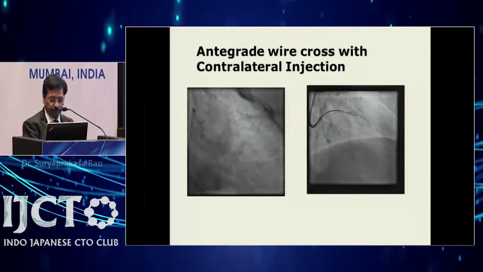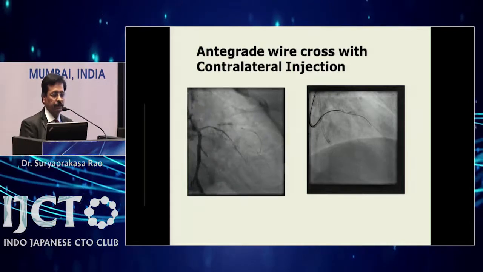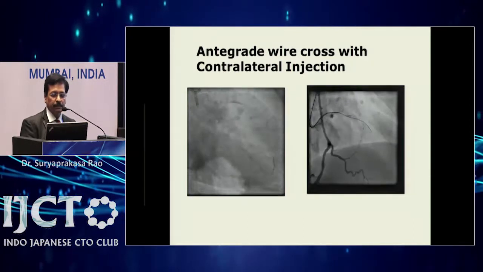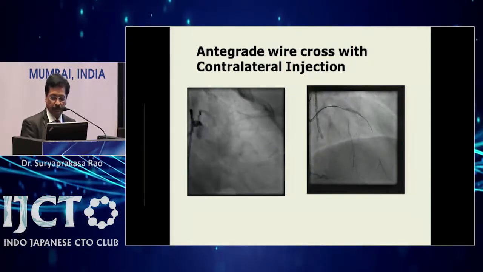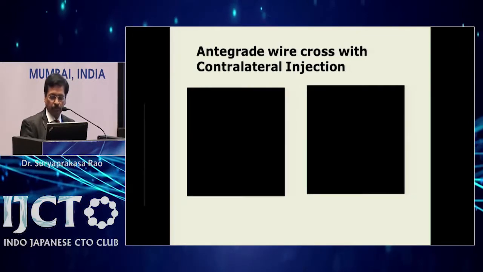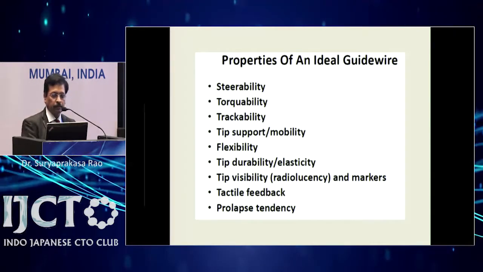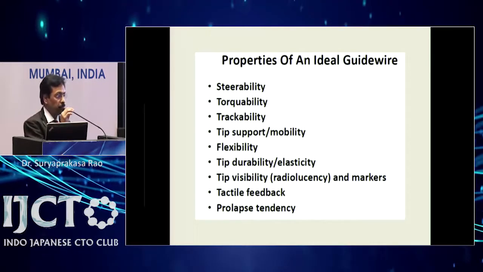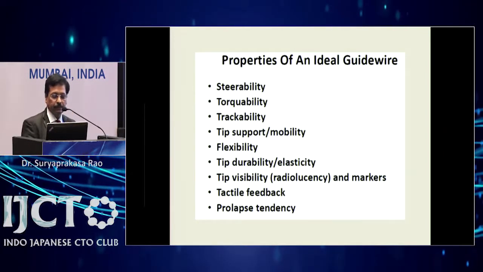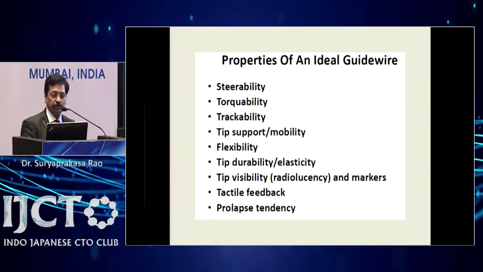So anybody will use the simple technique first, single wire strategy with the contralateral injection. This is a standard technique in any CTO PCI. Sometimes it's not easy, so the properties of guide wires I'm not going to discuss. Already Dr. Dash has elaborated in detail. But when you are choosing the wire, you should have the right wire.